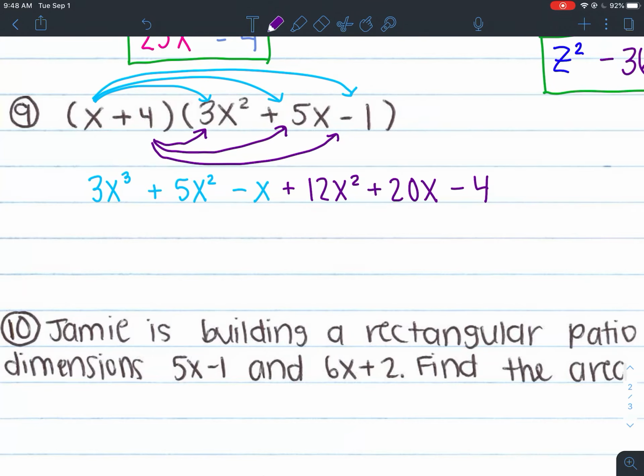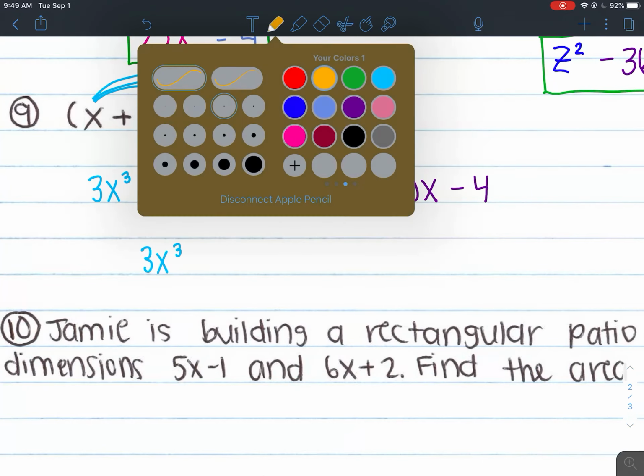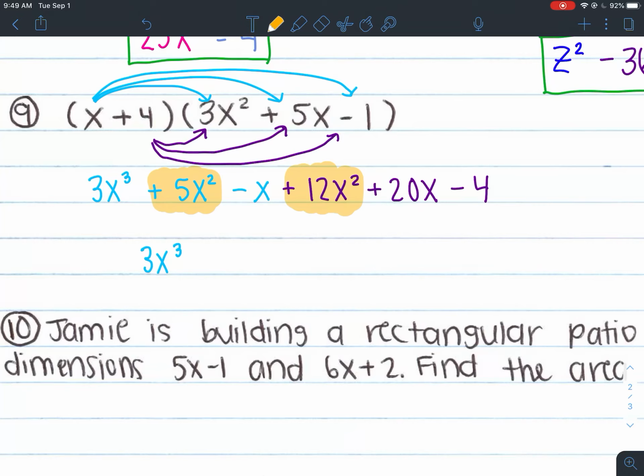like terms if you have any like terms. But again, I always have to start with the highest exponent. So I noticed that my 3x cubed doesn't have any like terms, right? So this term in the front doesn't have any like terms, so I leave it as is. Well, I have one set of like terms over here, 5x squared and 12x squared. Well, 5x squared and 12x squared are going to make 17x squared because I'm combining those like terms.